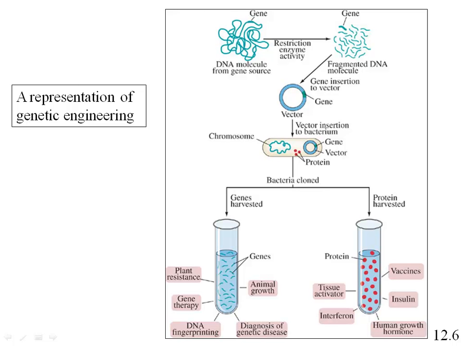Now, there has been talk about using this type of technology also to make alcohol for biofuels. So, you have two things that come out of this modified bacteria. On one side, you get the genes harvested: plant resistance, gene therapies, DNA fingerprintings, diagnosis of genetic diseases, animal growth. That's with the gene. On the other side, you get these proteins that could be used for vaccines, insulin, human growth hormone, interferon, and tissue activator.